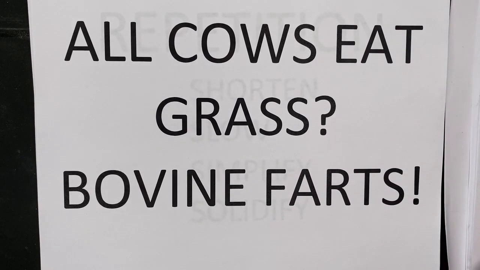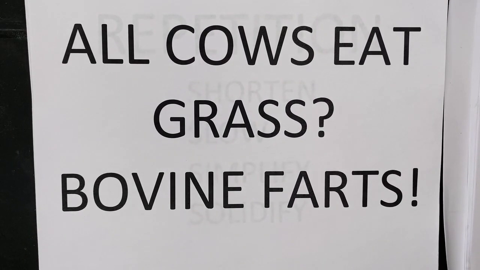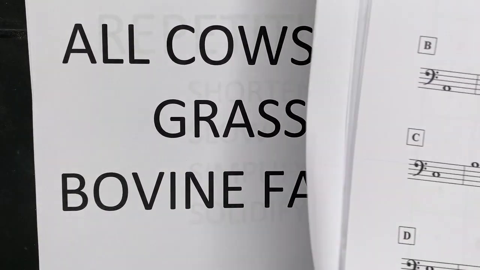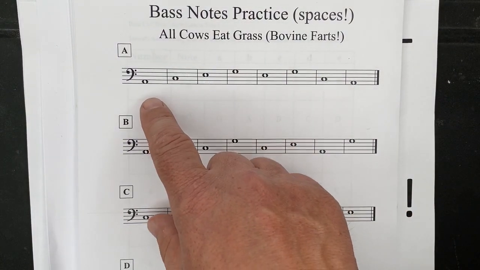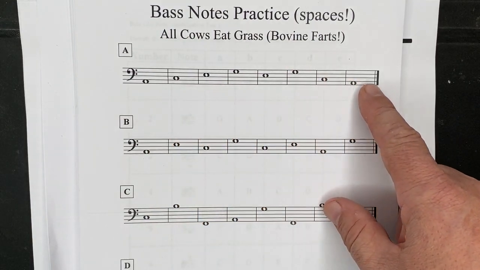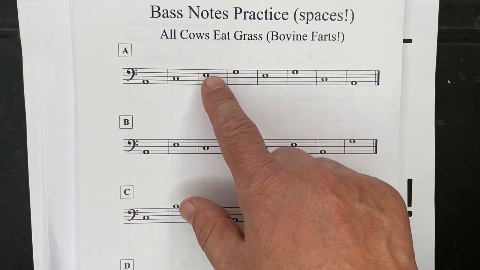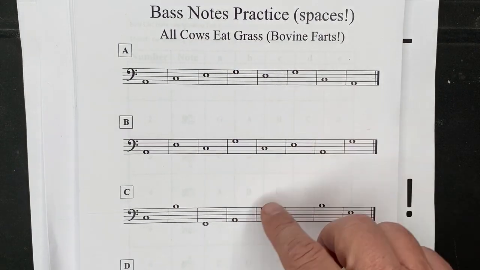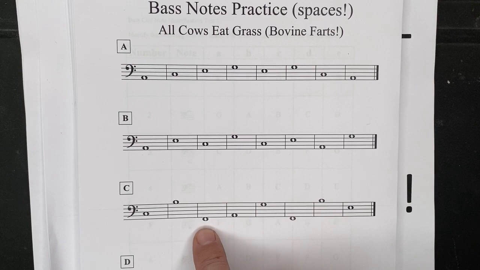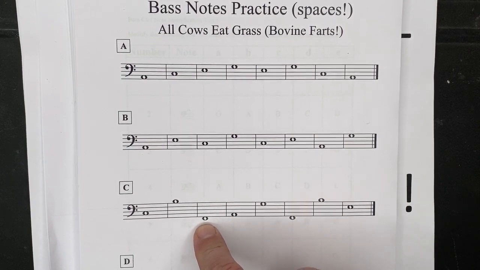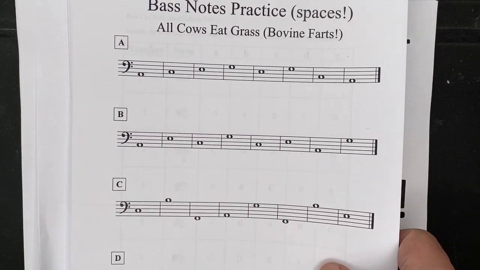So if you were in that lecture that I was preparing, then you'll find that there's an exercise that says, well, if you look at all the spaces here, then it's all cows eat grass. And the top one right there above is B for bovine, and the bottom one below is F for farts, and that's it, right? That's why we did it.